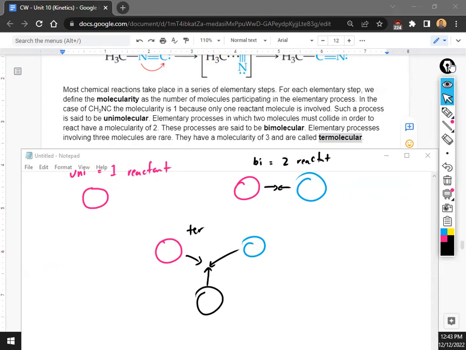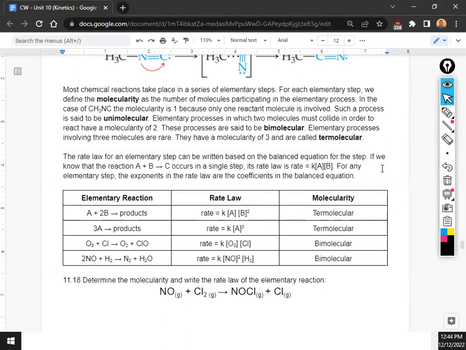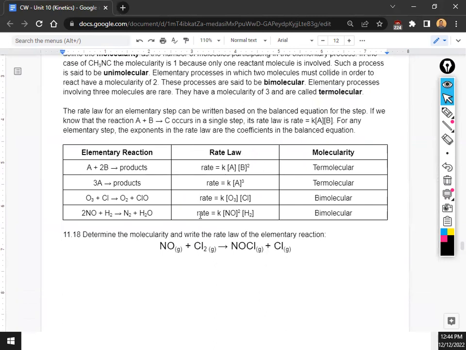Does the molecularity affect the reaction speed? Yes. Termolecular will be a lot slower, because the chance of that happening is very low. Good question. Okay, so does it make sense what uni, bi, and termolecular mean? Okay, so we have some examples right here.